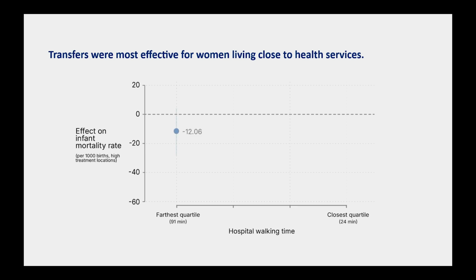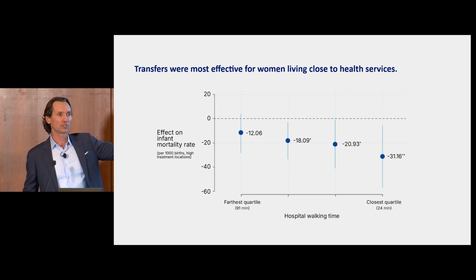So what do we find? If you look at the treatment effect of cash on the people who live far away, there's a bit of an effect, this -12, but it's not very large. It's not even significant in that subgroup. But the closer you get to a facility, the larger the effect is. So this is, we think, pretty strong evidence that access to health services really matters.